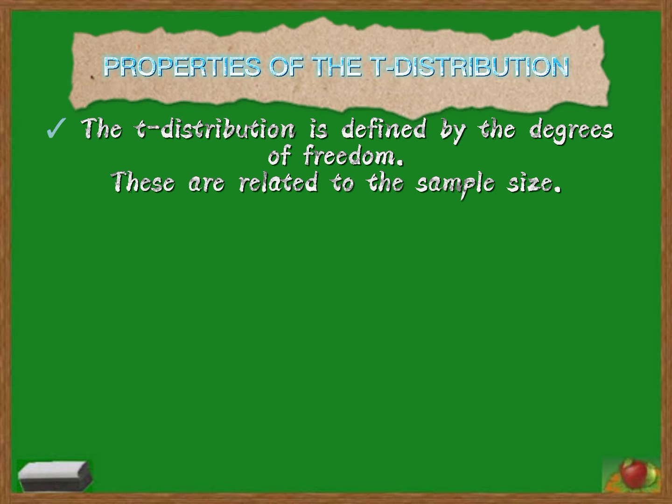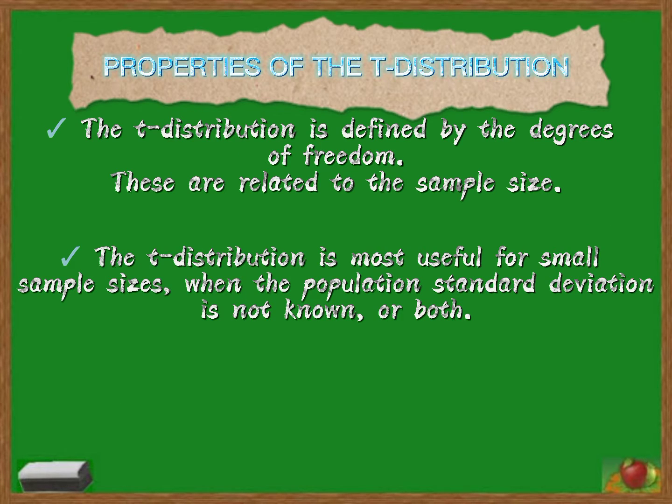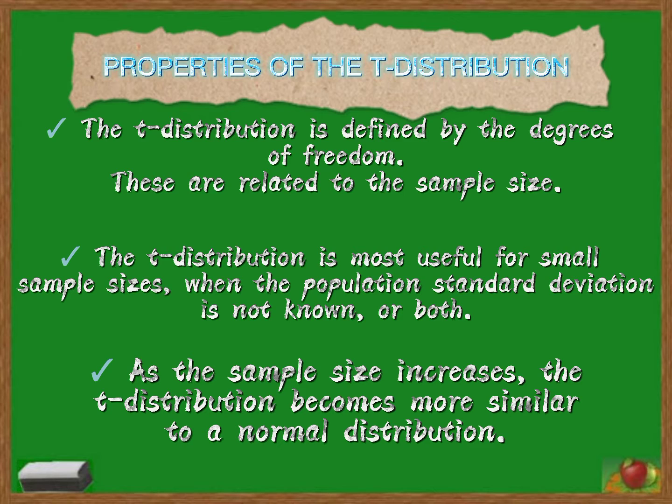Number 5. The t-distribution is defined by the degrees of freedom. These are related to the sample size. Number 6. The t-distribution is most useful for small sample sizes, when the population standard deviation is not known, or both. Number 7. As the sample size increases, the t-distribution becomes more similar to a normal distribution.